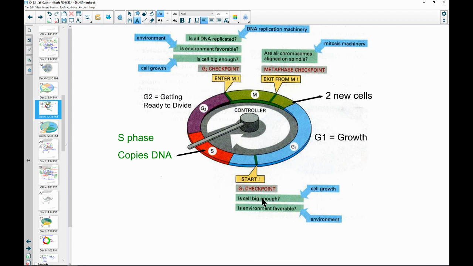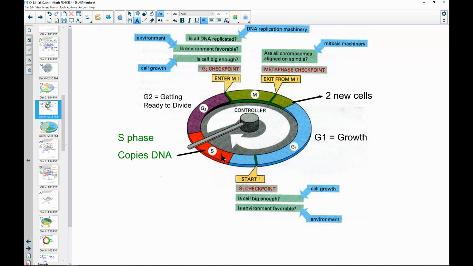So G1, is your cell big enough for it to divide? Is the environment favorable for cell division? And then once it goes past this checkpoint, this is like a stop sign. Stop, check, and then continue on. And these checkpoints are actually proteins that help regulate the cell cycle. So these proteins are therefore coded by your DNA. There are genes for these checkpoints, and that gets important when we talk about cancer.